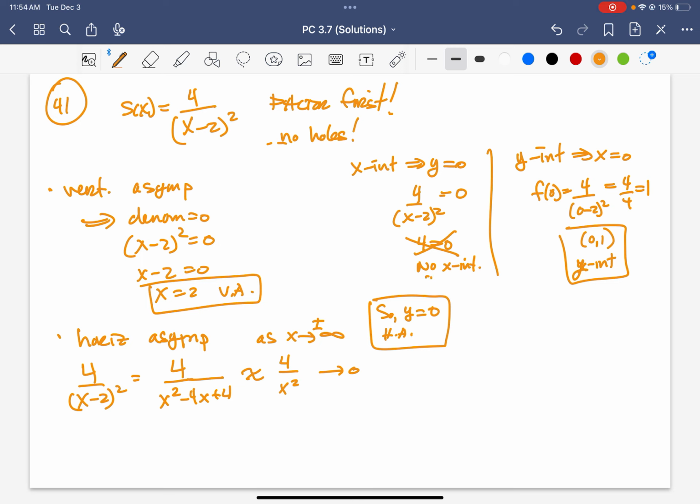Again, notice there are no x-intercepts. It never crosses the x-axis. It only crosses the y-axis. So when we graph this, we have a vertical asymptote at x is equal to 2.